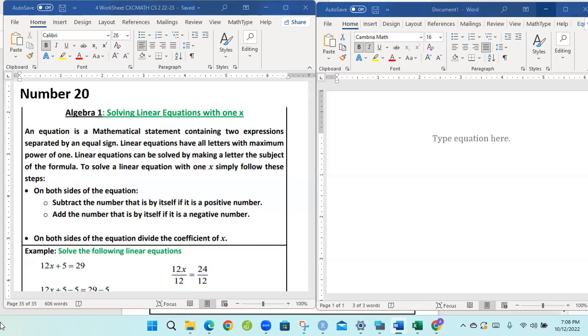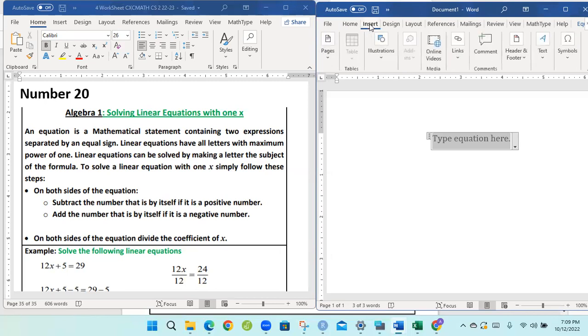And here's an example: 12x plus 5 equals 29, and you want to solve for x. X is the unknown, an unknown variable. X could be pencils. If you multiply 12 by the number of pencils and add 5 to equal 29, how many pencils are there in all? Okay, so we want to solve for x. So I'm going to create an example similar to this one, because this example is solved for us already.